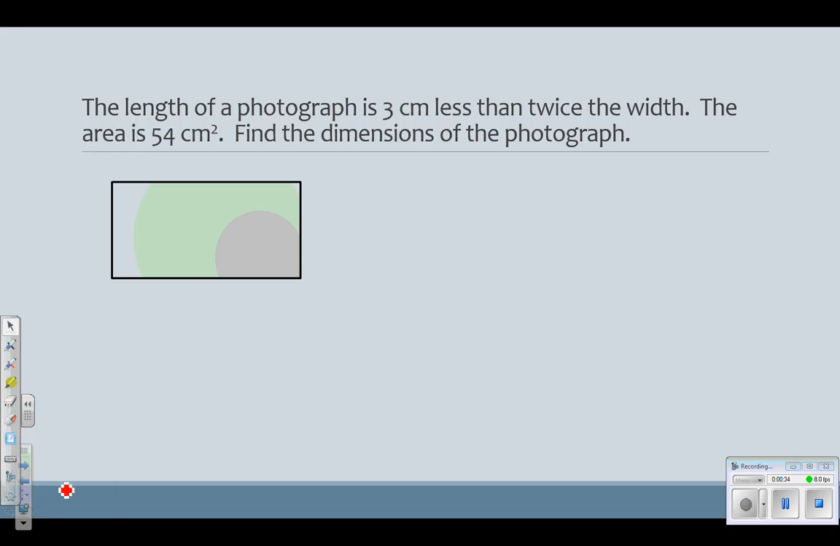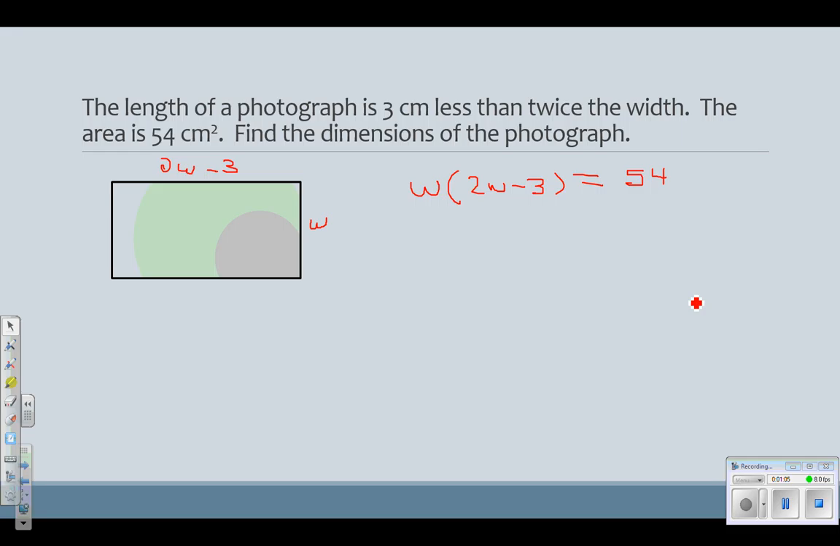So we know that the length is 3 centimeters less than twice the width. So we've got the width, and then our length is 2w minus 3. Okay. And remember, area of a rectangle is just length times width. So w times 2w minus 3 equals 54.